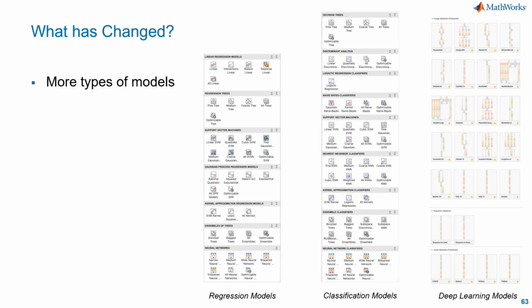First, there are much more types of models being used. So the MathWorks response is that we are offering these kinds of models for our customers, such as regression models, support vector machines, which is from the Machine Learning and Statistics Toolbox, classification models, and deep learning models.